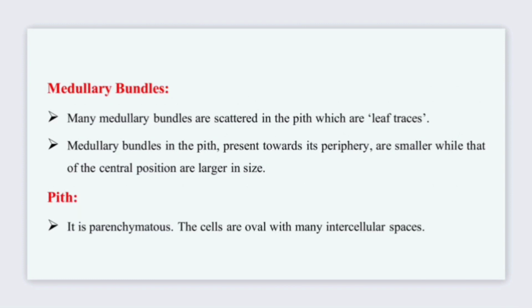Medullary bundles. Many medullary bundles are scattered in the pith, which are leaf traces. Medullary bundles in the pith, present towards its periphery, are smaller while those of the central position are larger in size. Pith. It is parenchymatous. The cells are oval with many intercellular spaces.